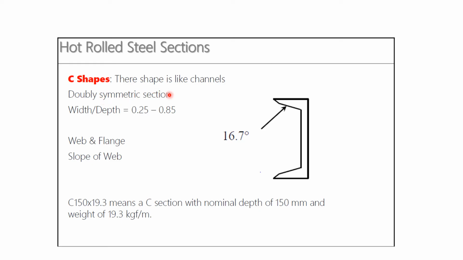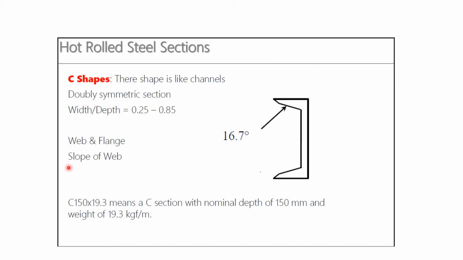C shapes, these shapes are like channel, doubly symmetric section, width to depth ratio 0.25 to 0.85, and web and flange are present, and slope of web is also present. And C 150 by 19.3, this notation is used almost in all sections.